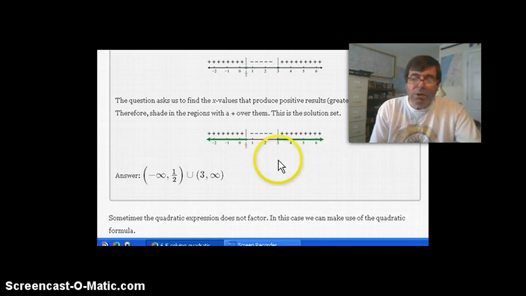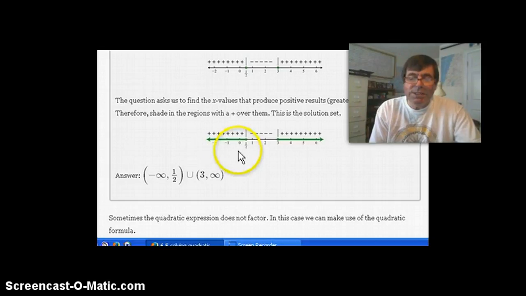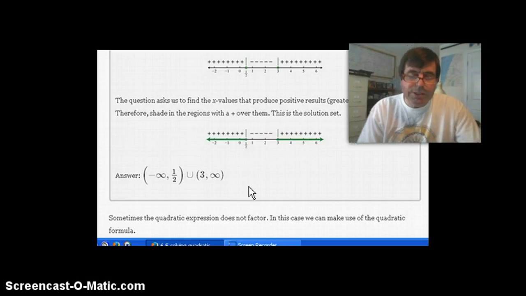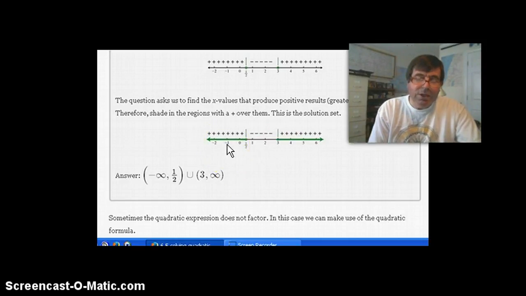Remember, I wanted to know where it was positive. So it's positive in this region. It's positive in this region. However, it can't be 0, so that's an open circle there and an open circle there. Now notice how I show the answer. This region in interval notation is -infinity up to 1/2, but not including the 1/2.